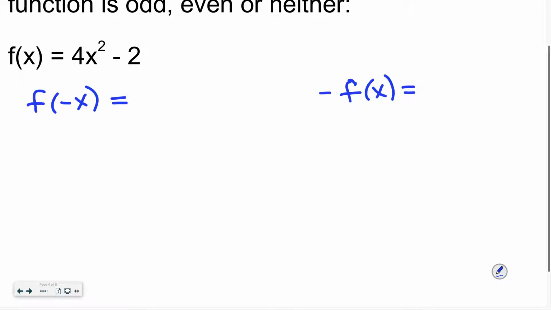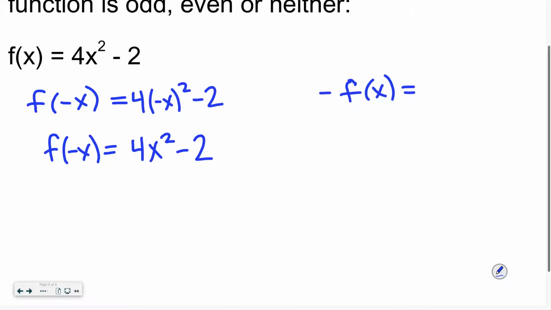f of negative x. Function notation, we're taking negative x and we're throwing it in for x. When you're substituting, I would highly encourage you to use parentheses, especially when we have a negative value that we're plugging in. What happens to negative x, the quantity squared? It's just positive x squared. So this becomes 4 positive x squared minus 2.